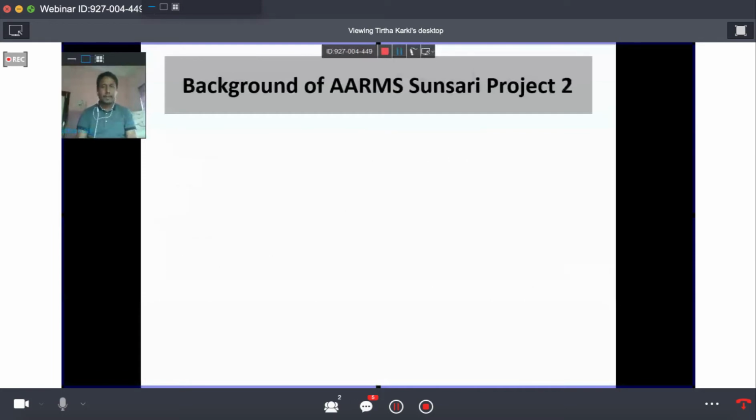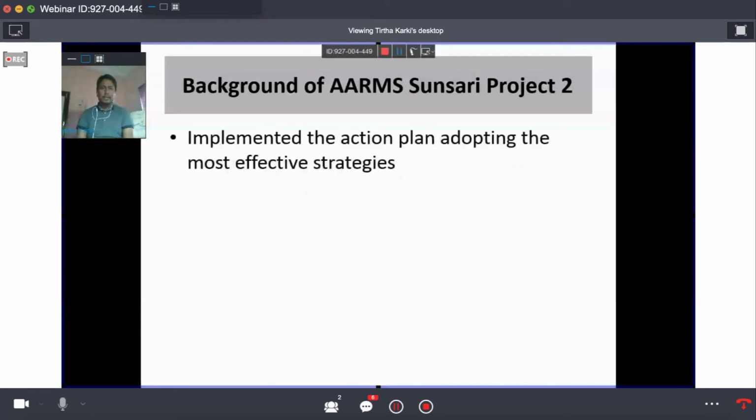Okay, again, continuing our background of the AMS Sunsari project. So what happened when they collected data, they analyzed the data, and then they understood their problem in depth, whether it was a genuine problem or not, whether it was a genuine puzzle or not, whether that problem was manageable or not. So they analyzed the data they collected, and after that they implemented the plan.